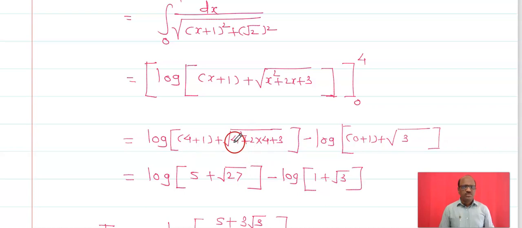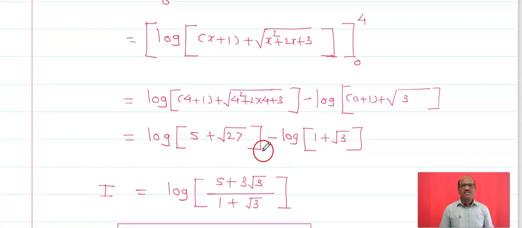That is 4 square, means 16 plus 3, that is 19, plus 8, that is root of 27. That is log of 5 plus root of 27. Minus, what about this bracket? That is log of 0 plus 1, that is 1 plus root 3. Therefore, log of 1 plus root 3 is here.